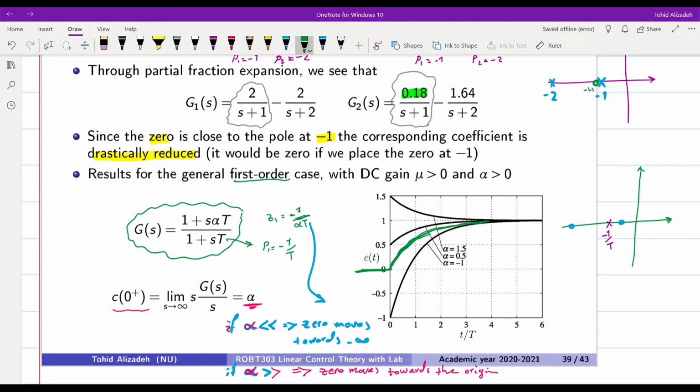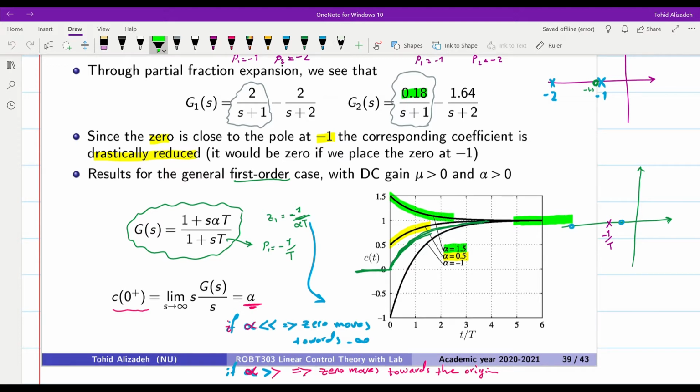Then in this example, you can see several cases. When alpha is equal to 0.5, we will have this graph. And when alpha is equal to 1.5, we will have this graph. You can see that the initial value for the response at 0 plus is equal to alpha. And since we have the DC gain of this system equal to 1, the final value will be equal to 1, and as a result, the response will start to decrease, or it will start to increase.